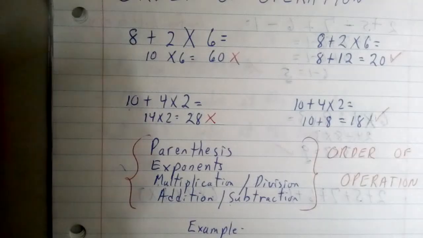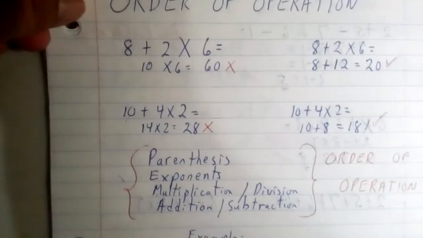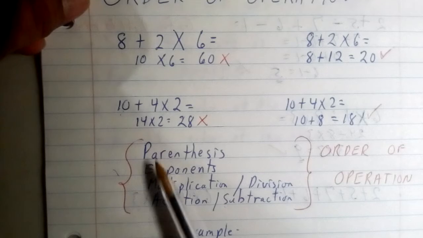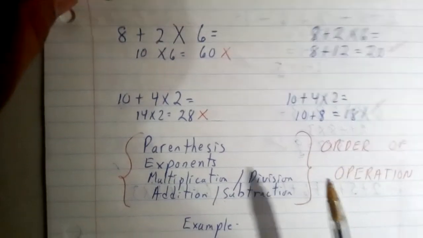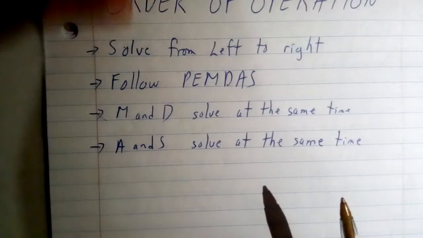Okay, the order of operations, we're going a little bit much more in depth. So remember what we said. You said parentheses, exponents, multiplication, division, addition, subtraction. So that's the order of operation. Now taking a little bit farther, let's proceed.